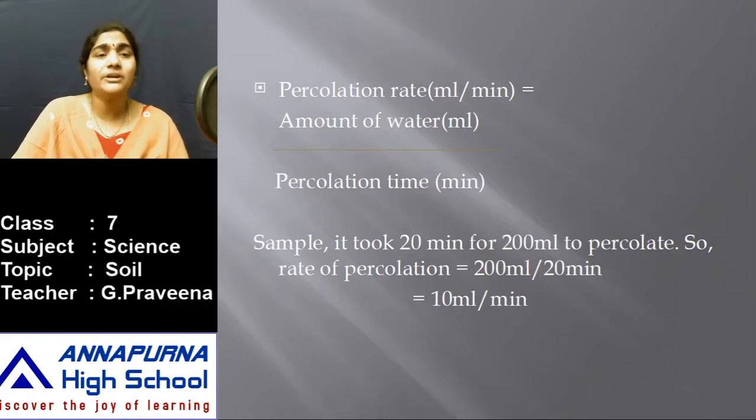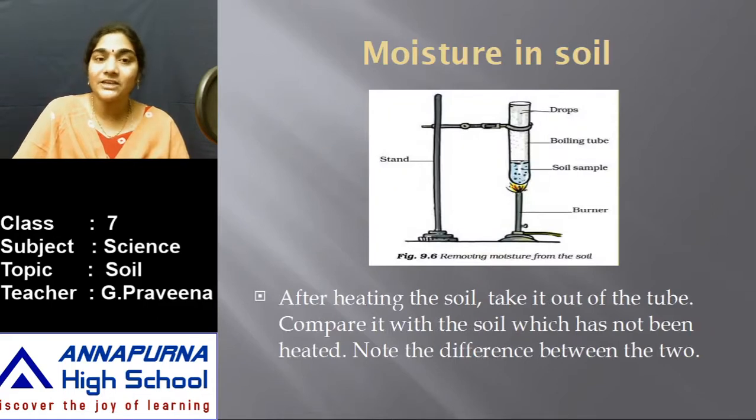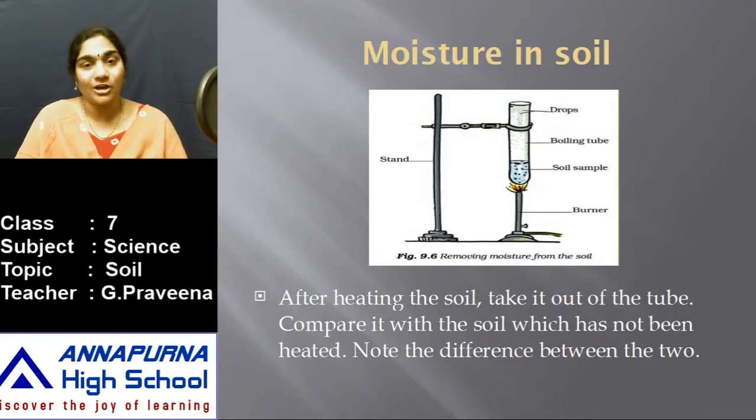So this is where you can find out the percolation rate. You just try it with different samples that you have taken and see through which soil the percolation rate is more. And the second property is the moisture in soil.